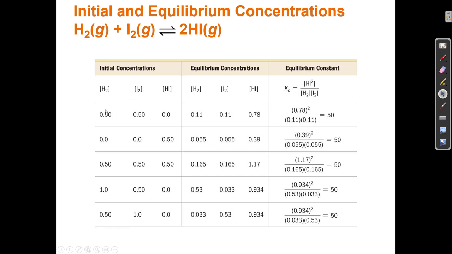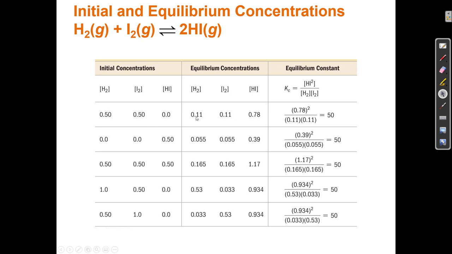So look at this. I can change the initial concentration. This is how much I start with, how much reactant I start with, and how much product. So if I start with 0.5 molar A and 0.5 molar B and 0 C, when the reaction comes to equilibrium, these will be my new concentrations, right?